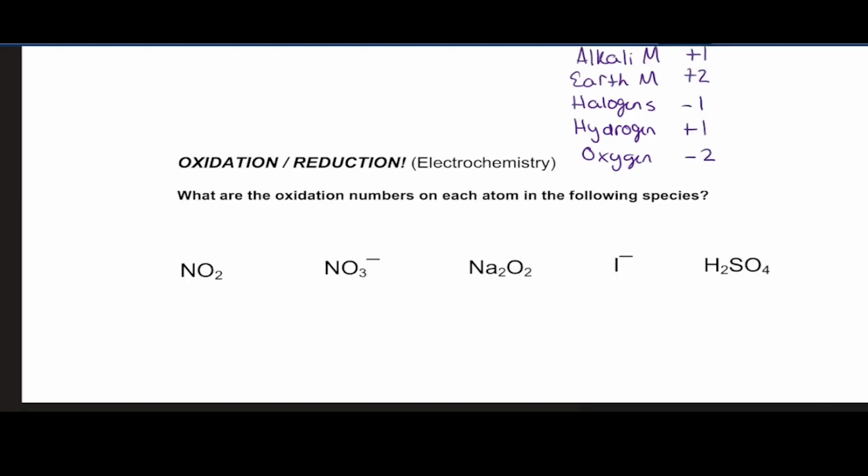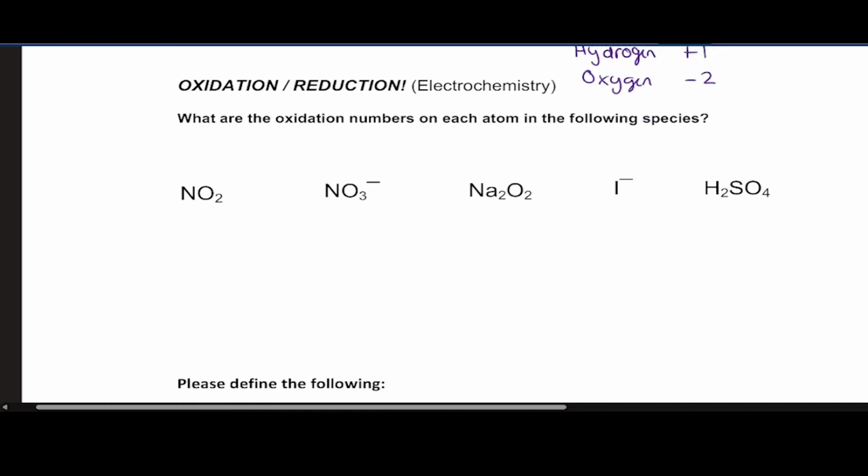So let's just hop into it. We're going to start off with NO2. When we start with these, we want to start with what's most electronegative because that takes priority, and in this case, it's going to be oxygen. So oxygen contributes a negative 2 charge, and we have 2 of them, which means its overall charge contribution is going to be negative 4, and this molecule has a 0 charge. So whatever our nitrogen is needs to balance this out, meaning it has to be positive 4.